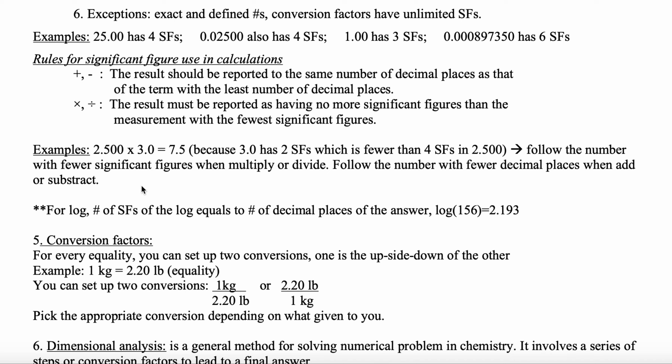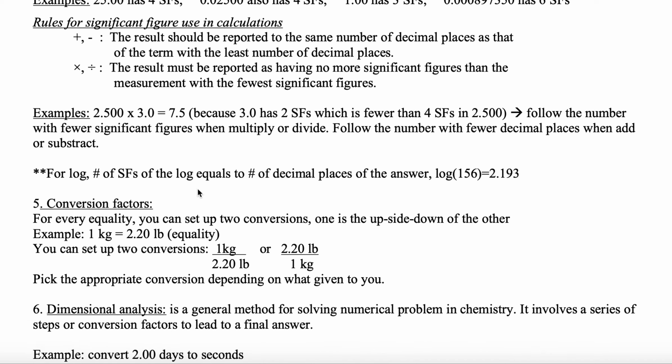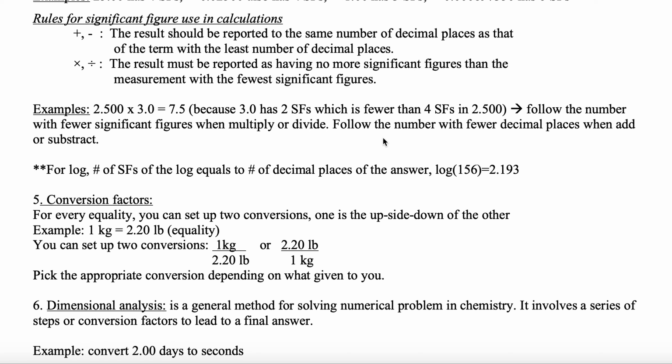Now, when you add or subtract, it's different. You follow the number with fewer decimal places. So if you add a number with 3 decimal places and a number with 1 decimal place, when you add them, you have to round to 1 decimal place. So you're limited by the number with the fewest decimal places.